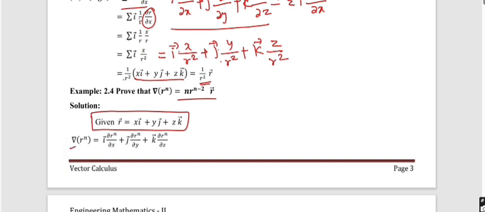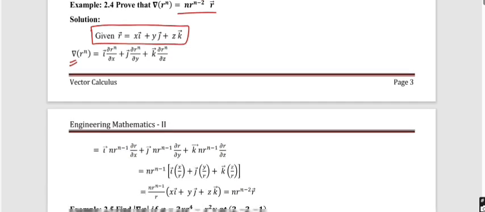We know that del is a vector differential operator, that is, i vector into dou by dou x of r power n plus j vector into dou by dou y of r power n plus k vector into dou by dou z of r power n. Now differentiate this r power n with respect to x. We have n into r power n minus 1 into, again differentiate this r with respect to x, so dou r by dou x.